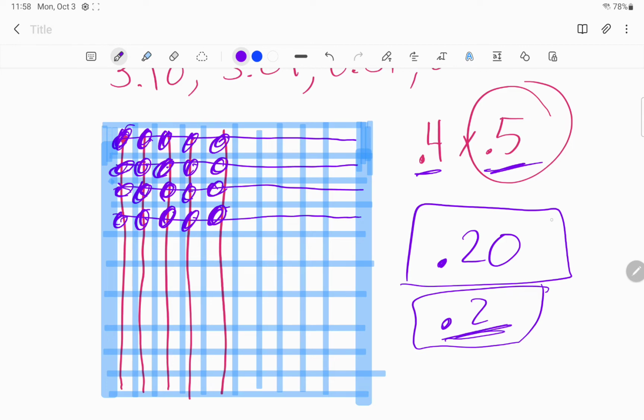But know that when you're counting hundredths, each one of those boxes is a hundredth. So it can be a little confusing. But just remember that when you're multiplying parts together, it doesn't mean the number's going to get bigger. All right, let's look at the next one here.